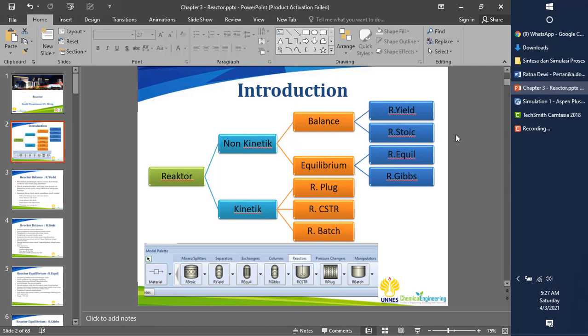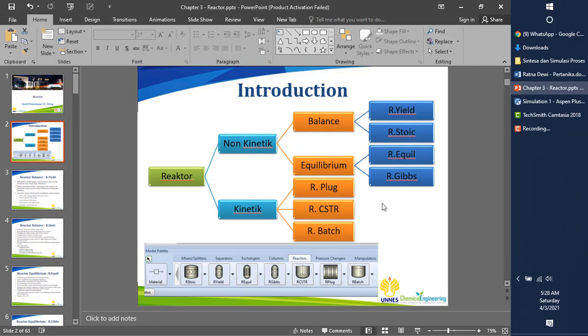In R-yield and R-stoic, you can directly state how much conversion you want and how much yield of the product you want. While in the equilibrium reactor, you can find the equilibrium conversion by using a thermodynamic model, which uses the Gibbs free energy.